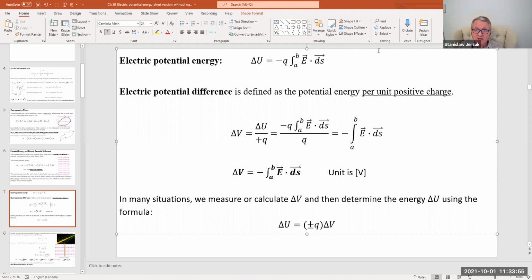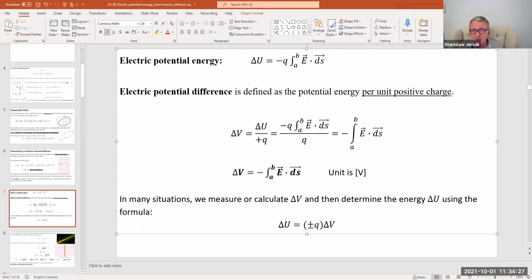That electric potential difference is defined as the potential energy change delta U divided by the positive charge Q. So as you see, potential difference is defined for a positive charge. Remember, there are positive and negative charges, and physicists decided that delta V will be defined as the change of potential energy per positive charge, when a positive charge moves from place to place.